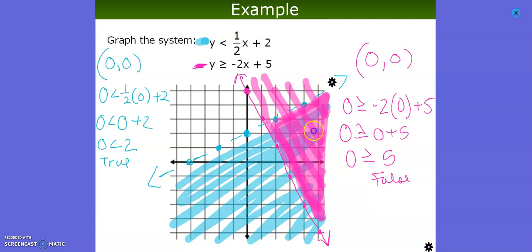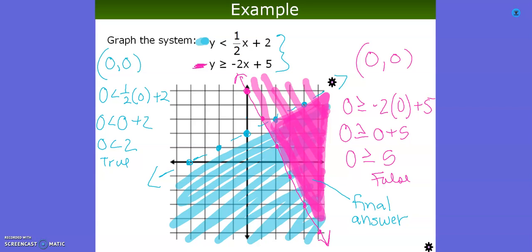You could even, if you're using a colored marker, pick up another color and darken in that final color. You could also choose to erase the areas that you don't want shaded for your final answer. You could also, if you want to be super clear, draw an arrow and say, this is my final answer. And that final answer means that any ordered pair that's found in this super dark shaded area is going to work. It will be a solution to both of my equations.